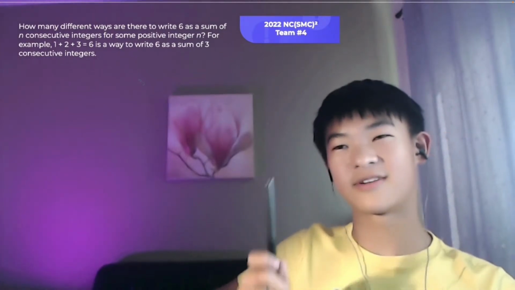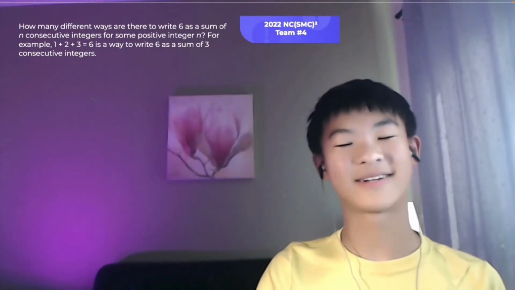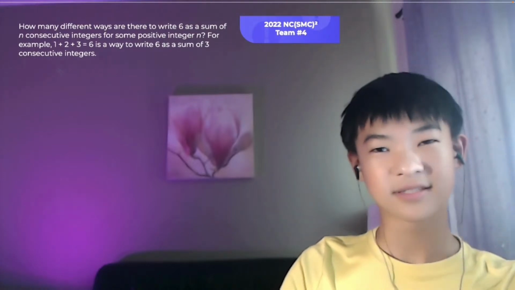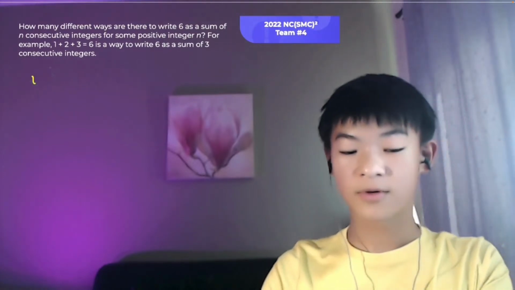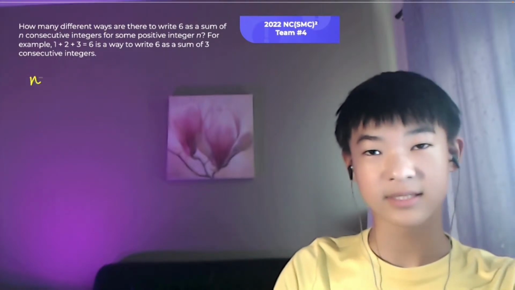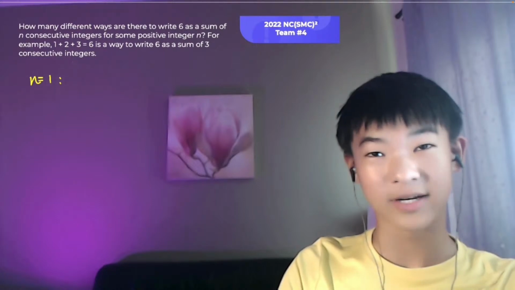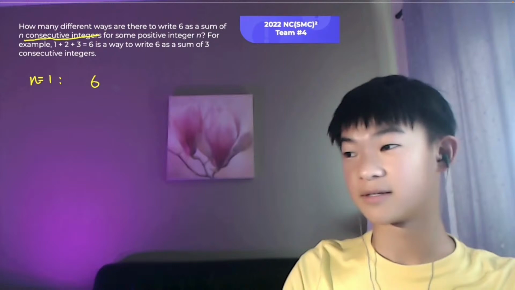Okay, this does remind me of partitions, but they're not exactly the same thing because in partitions, order does not matter. So what I'll do here is I'll just do casework. Some positive integer n. So if n is equal to 1, we want one consecutive integer that sums to 6. That would just be 6. So that's one way.